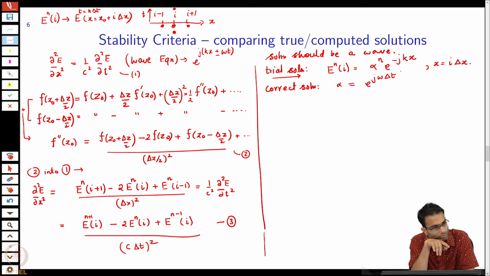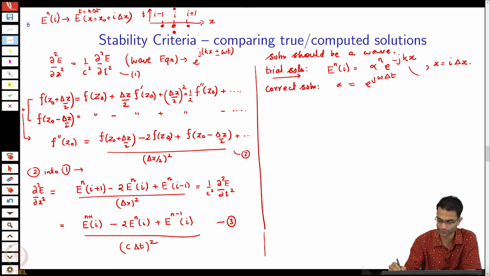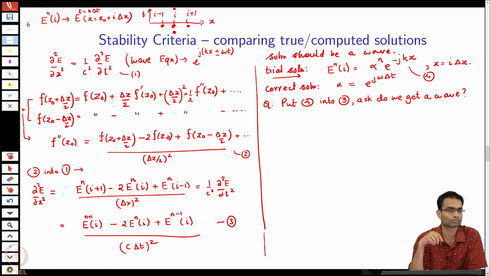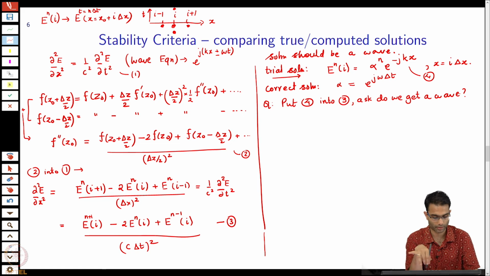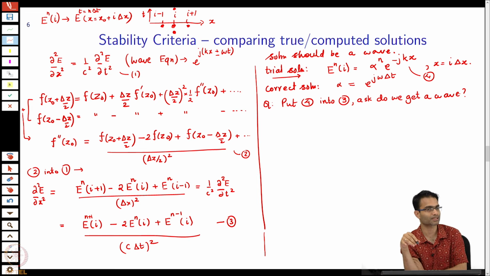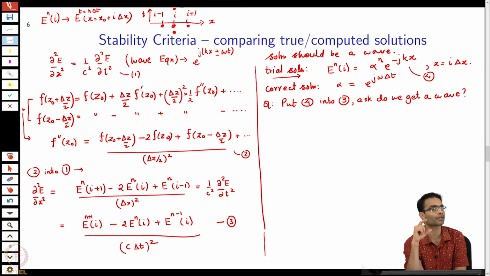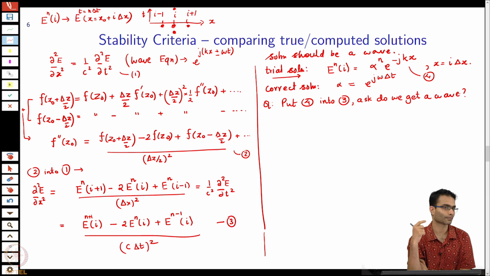What would we do now? So, what does the question become? Question will become, if so, we will take this form over here, 4. So, the question is as follows, put 4 into which equation? Into 3, and then ask do we get a wave? Then life is good, everything is consistent, my way of discretizing is fine. So, I will give you a hint. When we try to answer this question, we will get some condition on delta x and delta t, and under those conditions the solution is a wave. That is what will happen.